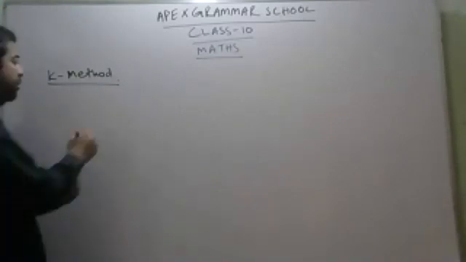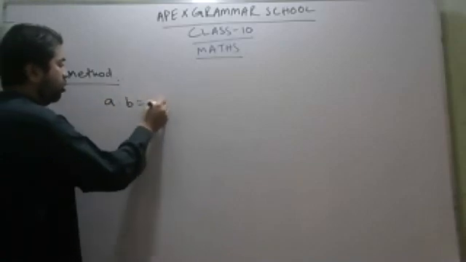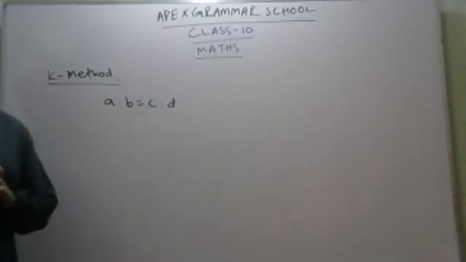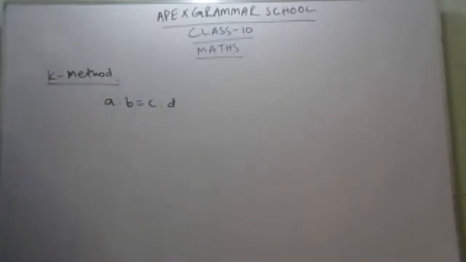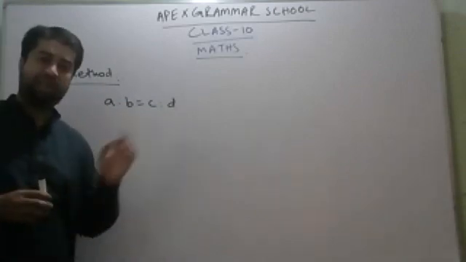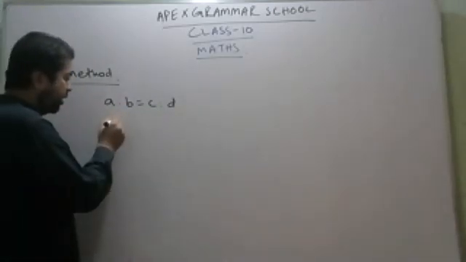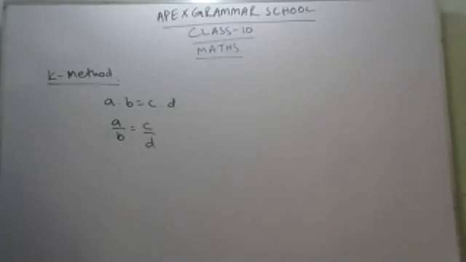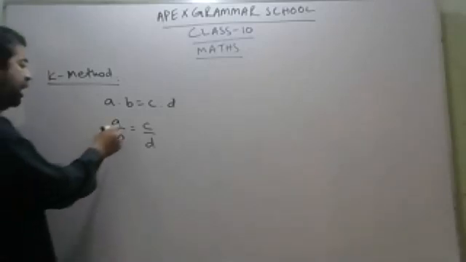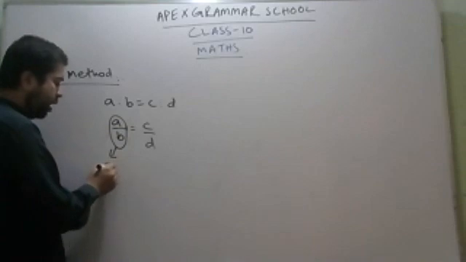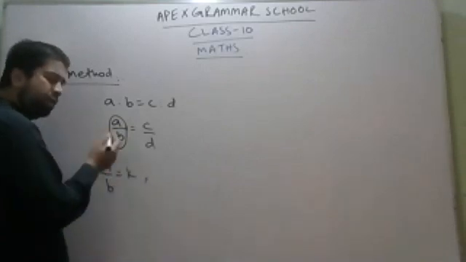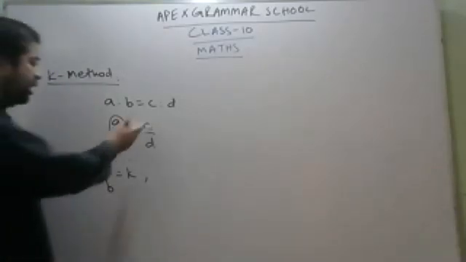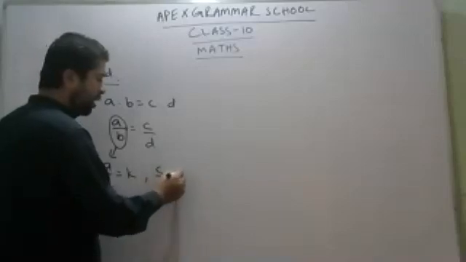We know that if A ratio B is equal to C ratio D, then this is called proportionality between two ratios. This means that A over B is equal to C over D. Now we know that A over B answer will be some constant, any constant number. If A over B answer is K, then since both are equal, C over D answer must also be K.